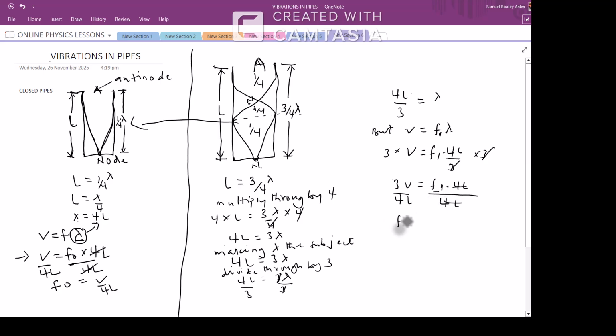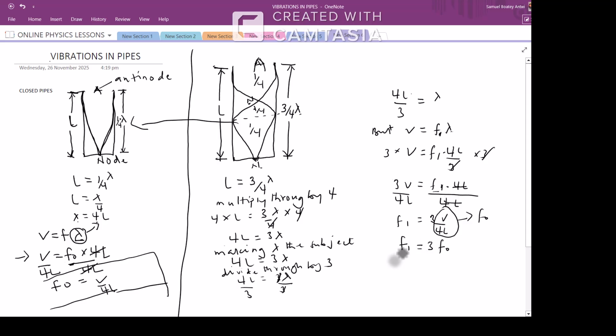We end up having F1 being equal to 3V over 4L. But notice this, our fundamental frequency here is V over 4L, this side. V over 4L is our F naught, which is our fundamental frequency. So we can say that our first overtone, which is F1, is equal to 3 times our fundamental frequency.